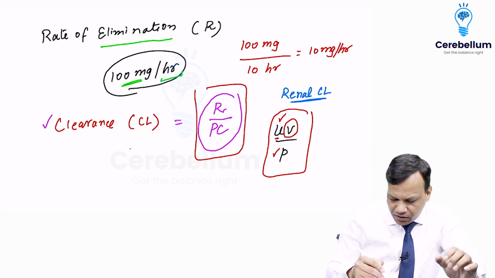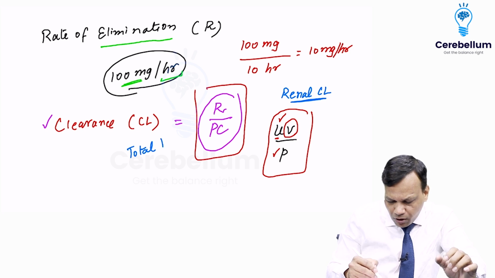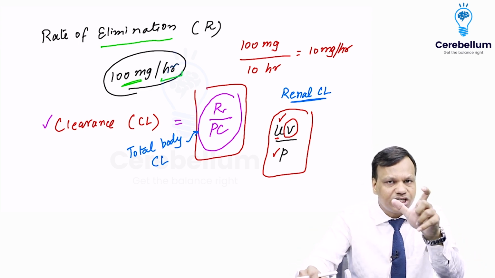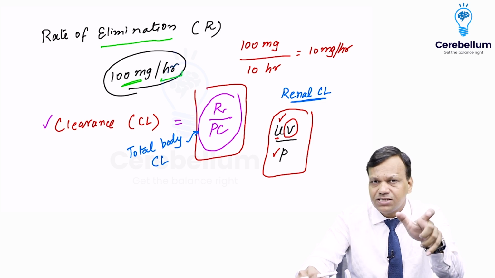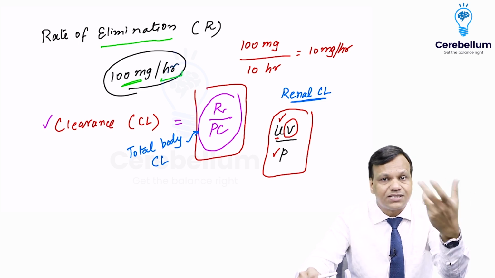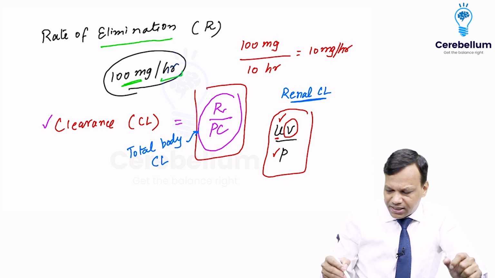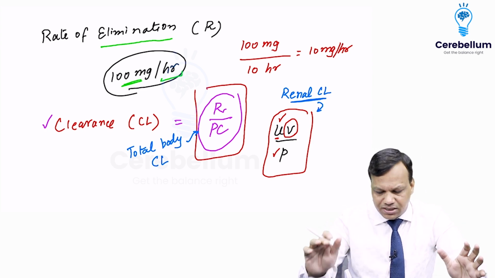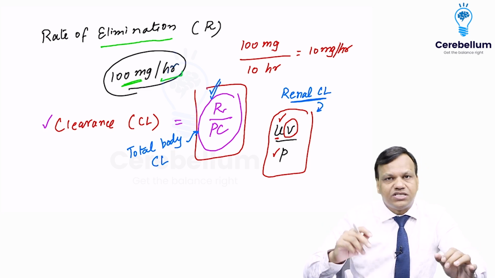But in pharma, we are concerned with the whole body. So total body clearance is given by rate of elimination divided by plasma concentration. Remember, rate of elimination contains elimination, and elimination means metabolism plus excretion. So that means we are also talking about other things here. Okay, so renal clearance is UV/P and total body clearance is rate by plasma concentration. In pharmacology, we often use this formula.